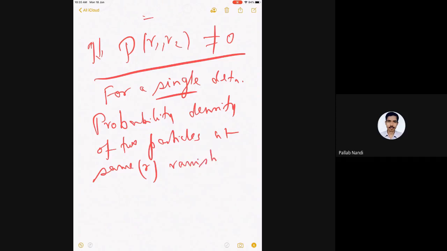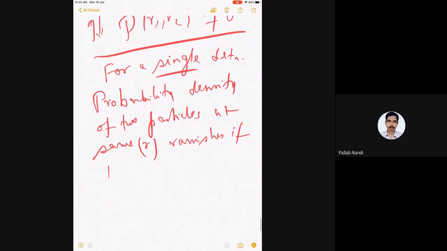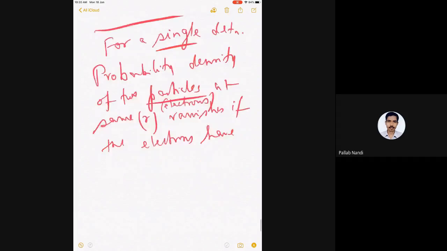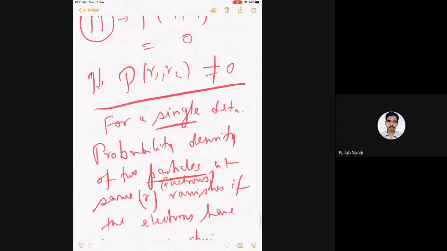vanishes if the electrons, when I call particles, I think you can replace this by electrons. I'm talking specifically of electrons, not bosons. It has to be electrons. If the electrons have the same spin, their probability density of coming at the same point is 0. Is it clear? And I have actually formally proved it now.